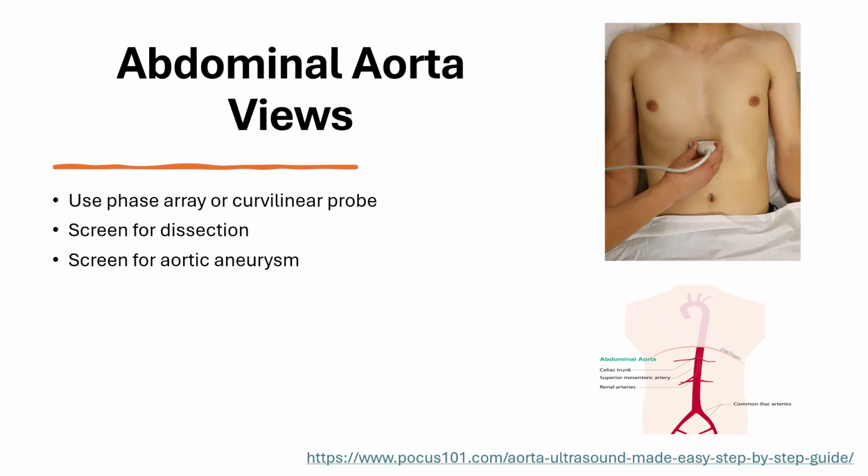And again, you want to see the celiac trunk. Sometimes you can see renal arteries, and you want to finally scan it and see the bifurcation of abdominal aorta into bilateral common iliac arteries. Again, you slide the probe from the subxiphoid process towards the umbilicus, where you typically expect to see the bifurcation of the aorta.